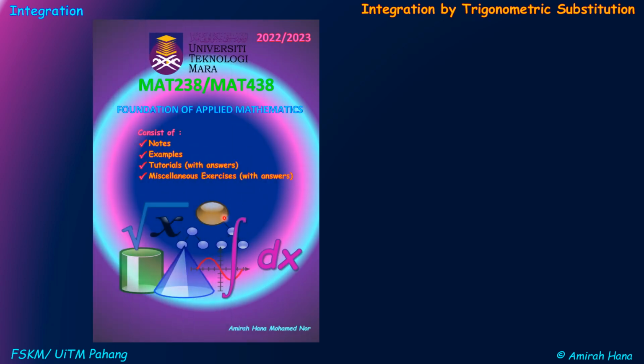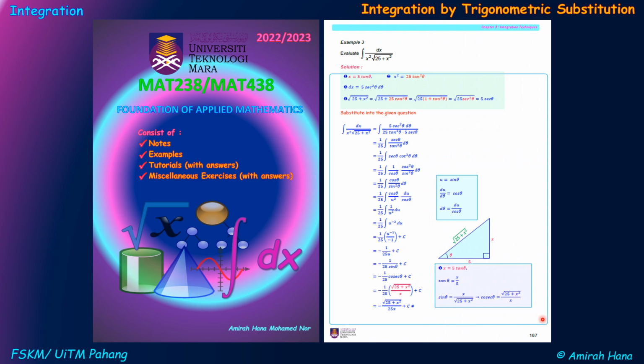Kita refer daripada buku ni yang kita guna masa kelas, and then you turn to page 187. Look at example 3. Evaluate integration of dx over x squared square root of 25 plus x squared. So every time bila kita nampak ada radical, lepas tu ada x squared, so kita boleh guna trigosub.